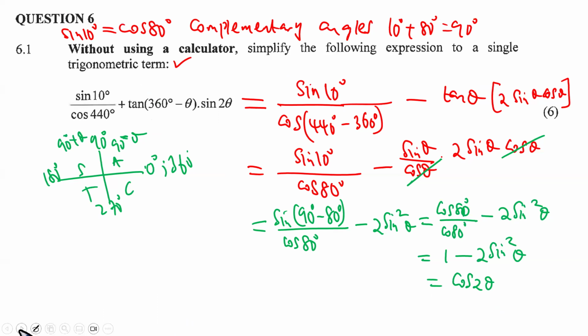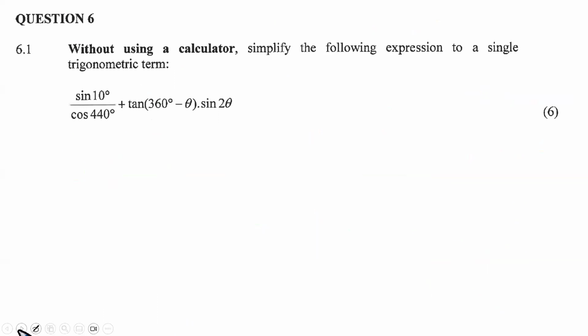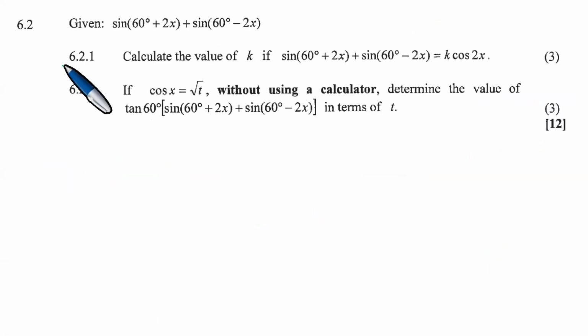Right, the next question is aggressive. The next question is an angry question. It is 6.2.1. Given the sine of 60 degrees plus 2x plus the sine of 60 degrees minus 2x, calculate the value of k. The value of k if the sine of 60 degrees plus 2x plus the sine of 60 degrees minus 2x equals k cosine 2x.